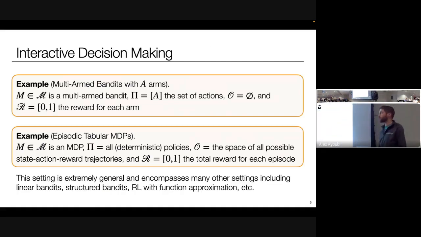And this setting is quite general. It encompasses many other problems: linear bandits, structured bandits, RL with function approximation, etc. The idea behind looking at this setting is that it abstracts away some of the intricate details of looking at each of these settings individually, and allows us to come up with a more general understanding of how to do decision making.